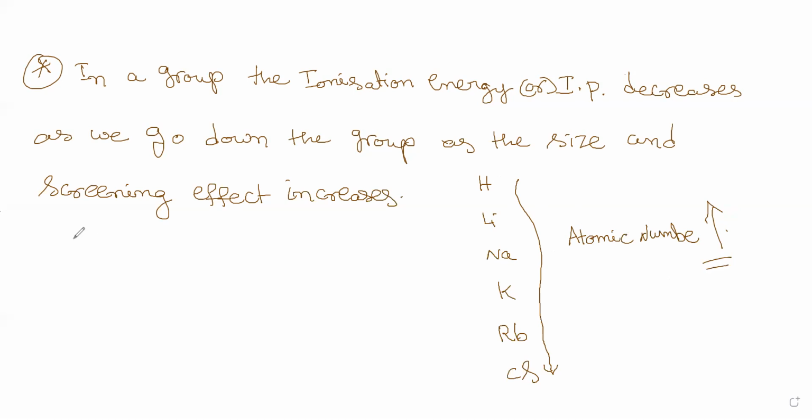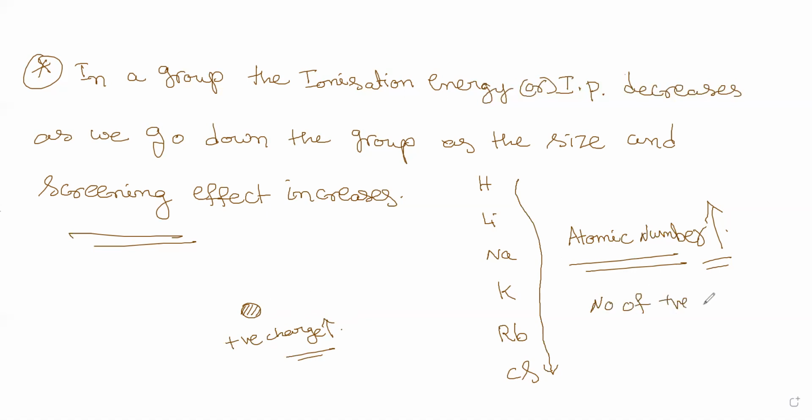There is something called screening effect. What is screening? Suppose this nucleus is there, the nucleus has positive charge. As atomic number increases, the positive charge increases. Please understand, atomic number increases means the number of protons in the nucleus also increases. Most important, when this increases, the force of attraction between the nucleus and electron increases.